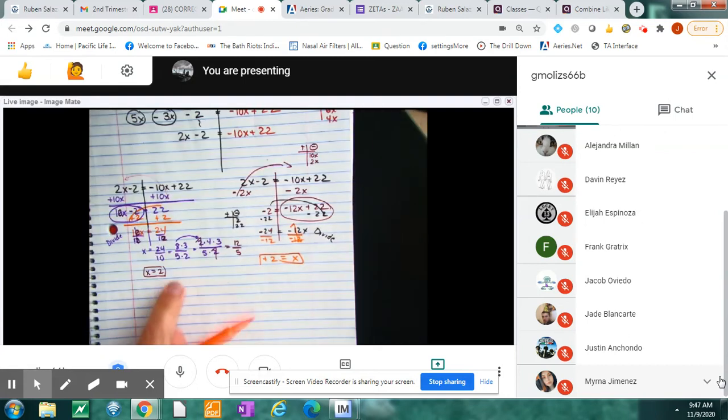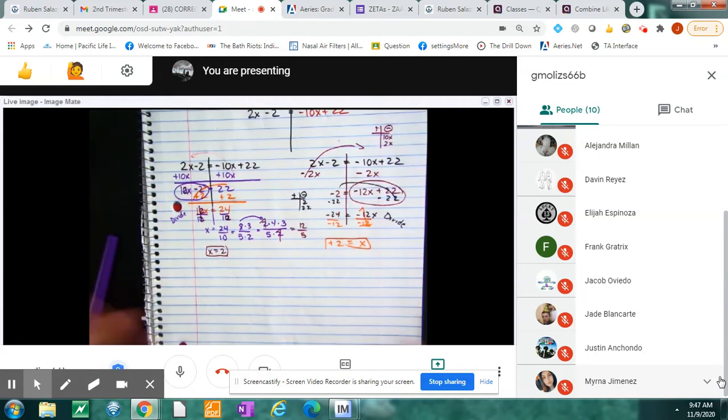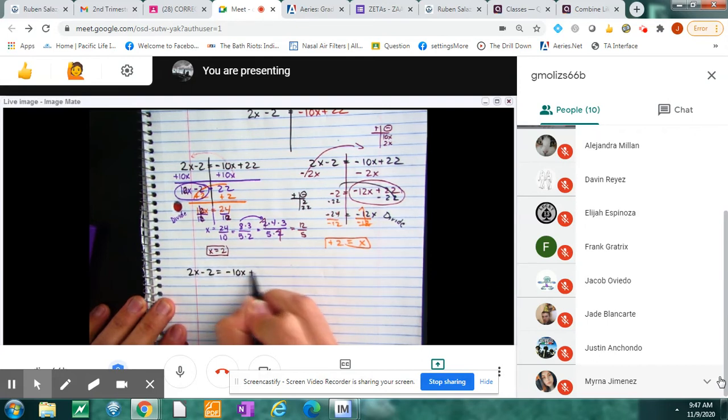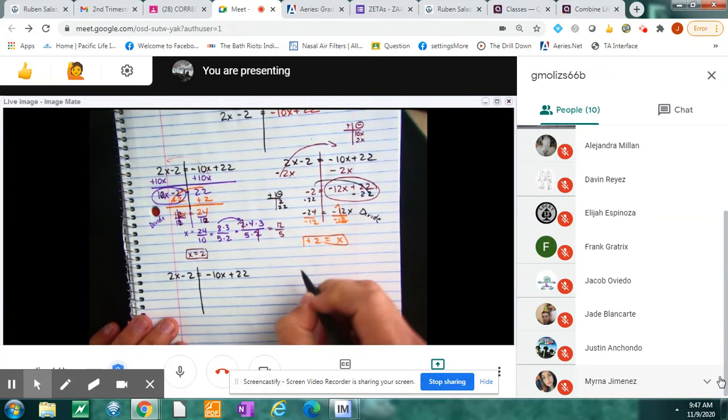Yeah, we get the same answer. We just did it differently. All right, so there's not only two ways, there's three ways to do it. All right, there's another way to do it. Watch this. So 2x minus 2 equals negative 10x plus 22. Okay, so there's actually four ways to do it.